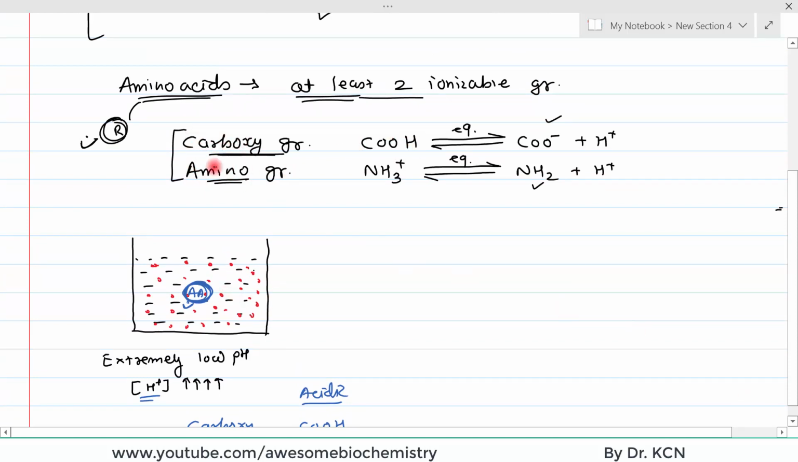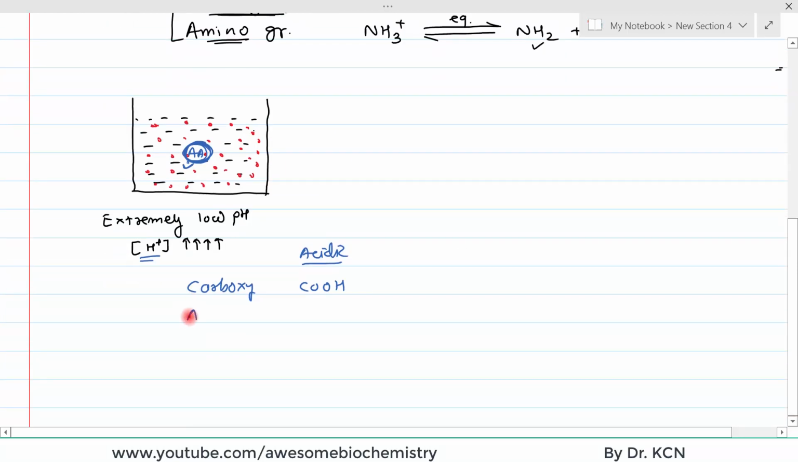And what about the amino group? The amino group will also be in the protonated form. So the amino group will be in the NH3 plus form.